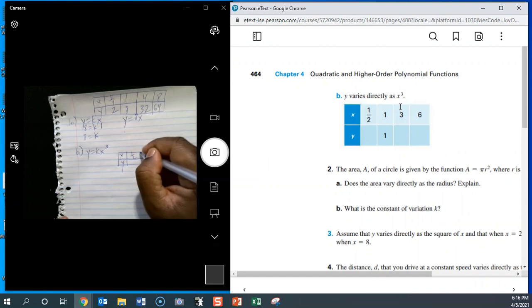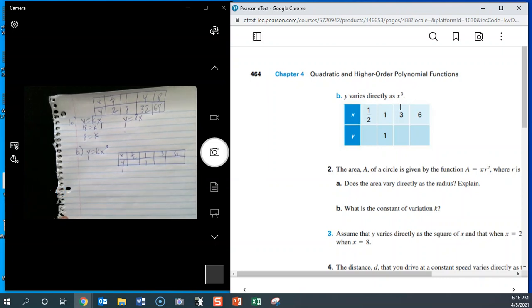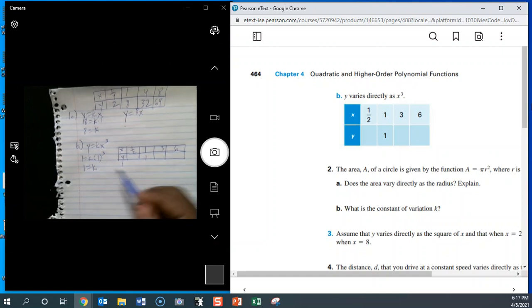What? 1/2, 1 and 1, 3, and then 6. All right. So now we go through and we need to find what k is. So here y is 1, and then x is 1 here as well. So this would be 1 is equal to k, because 1 to the third is 1 times k is k. So now we know what k is.